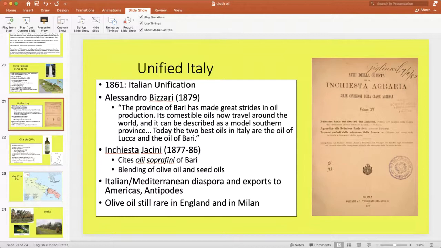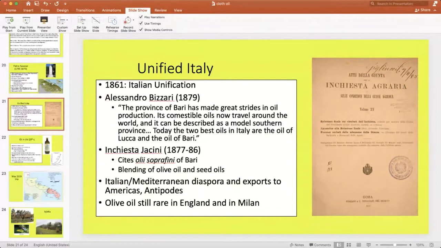Similarly, the new Italian state sought to understand itself through data, statistics, if you will, and so carried out an agricultural survey in the 1870s and 80s, led by a guy named Stefano Jacini. And Jacini's study also cites the olî sopraffini, as they're called there, of Bari as being among the best oils in Italy, but also observes in places like Rome that frequently you're not getting pure pressed olive oil, but instead there's a new phenomenon that will be important for the history of olive oil to the present day, which is the blending of olive oil with other less expensive oils.